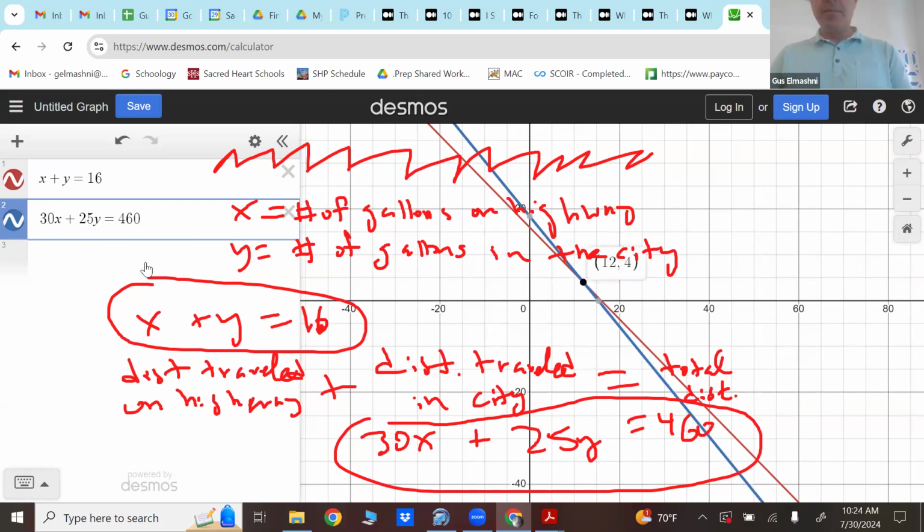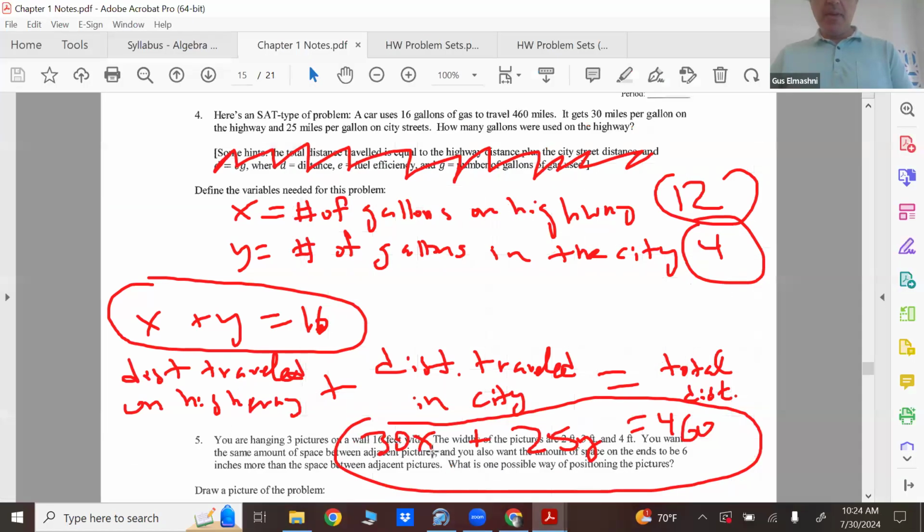You get 12 and 4. So you spent 12 gallons on the highway, 4 gallons driving in the city. And it makes sense because that adds up to 16, of course. Times that by 30, that's 360 miles you got on the highway. Times that by 25, that's 100 miles you got in the city. That's 460 miles.